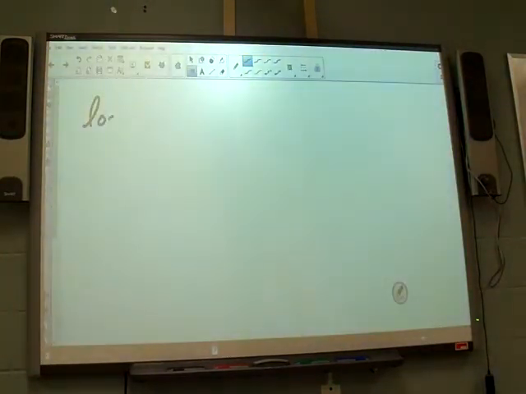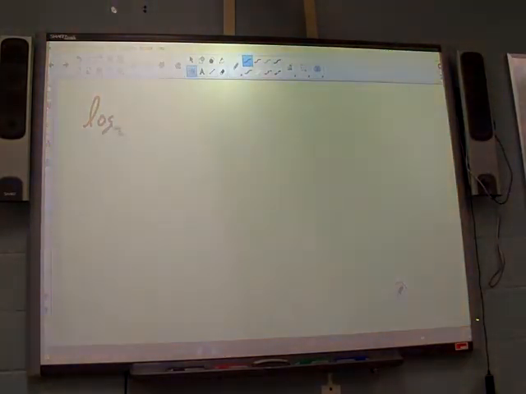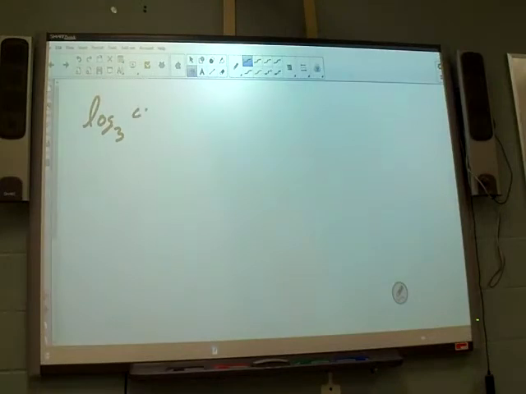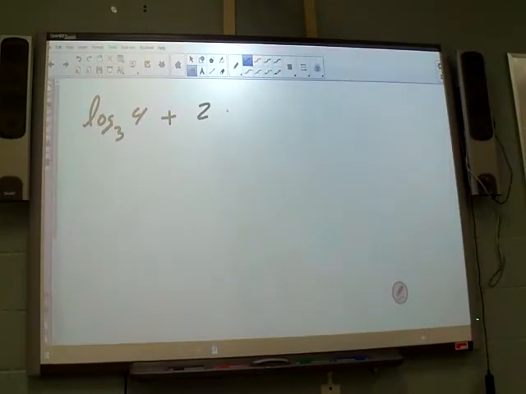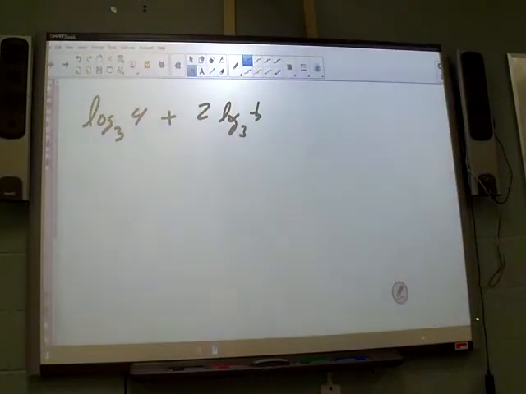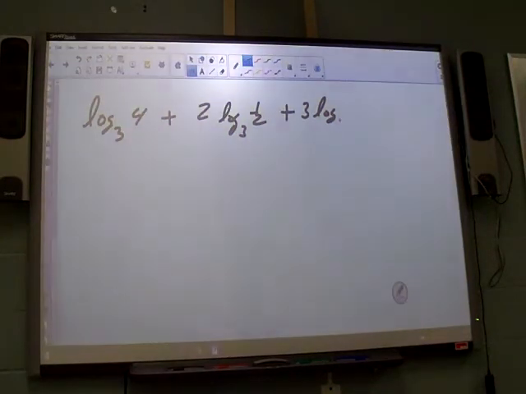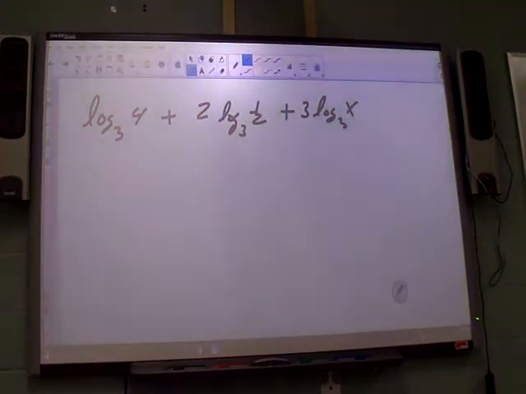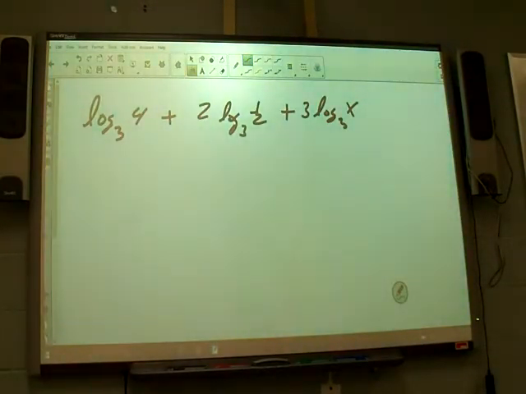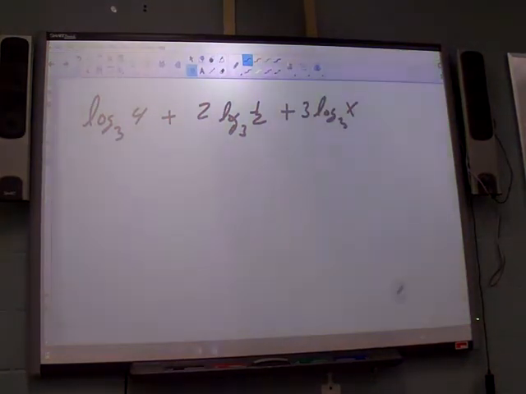Alright, one more of those. And I'm giving you the biggest one in the book because CJ says I'm holding out. Log base 3 of 4 plus 2 log base 3 of a half plus 3 log base 3 of x. Okay, so this looks like the scariest one we've seen so far.